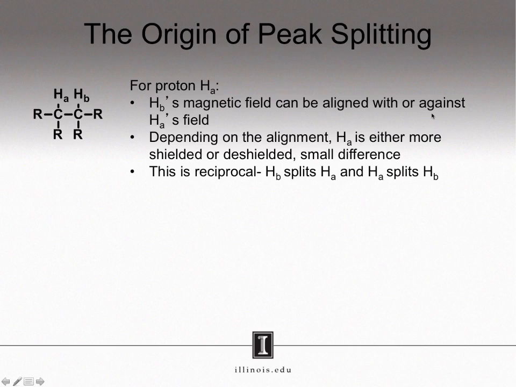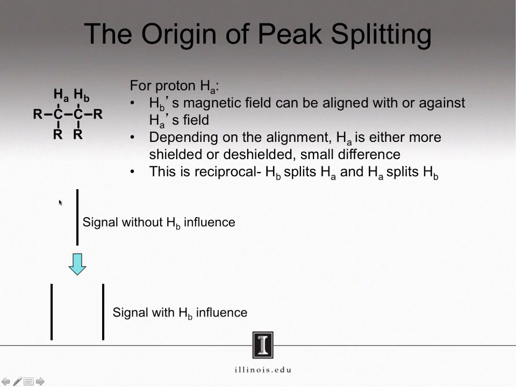Of course, this works both ways. If HB affects, or what we call splits, HA, then HA also has to affect or split HB. What's the consequence of this? If HA is all on its own, we would expect to see a signal with one peak. However, once we consider HB, we instead get two peaks. One of these peaks results from HB increasing the shielding of HA, and one of these peaks results from HB de-shielding HA. This is why we would see a doublet here.